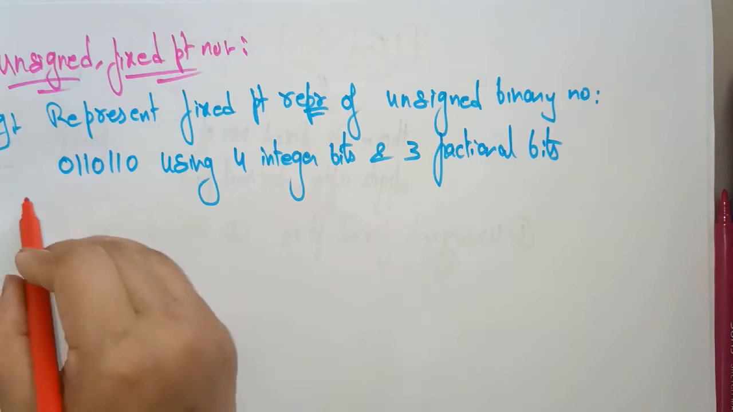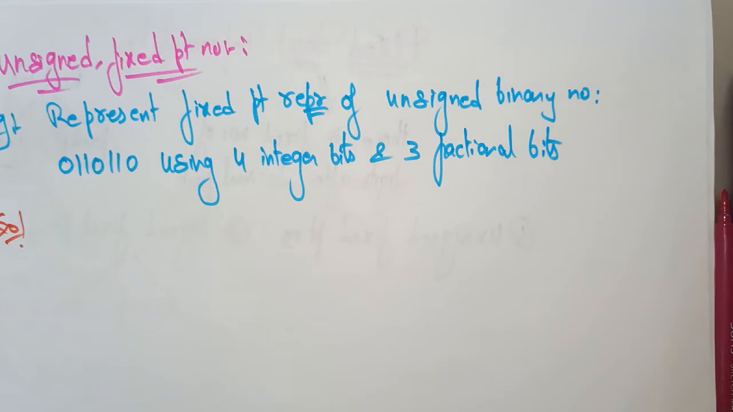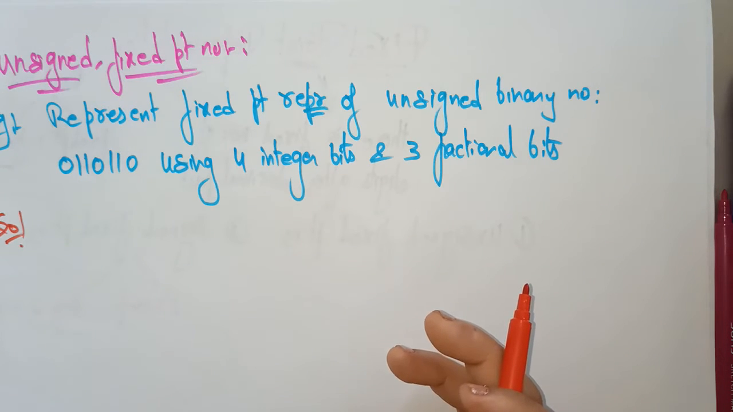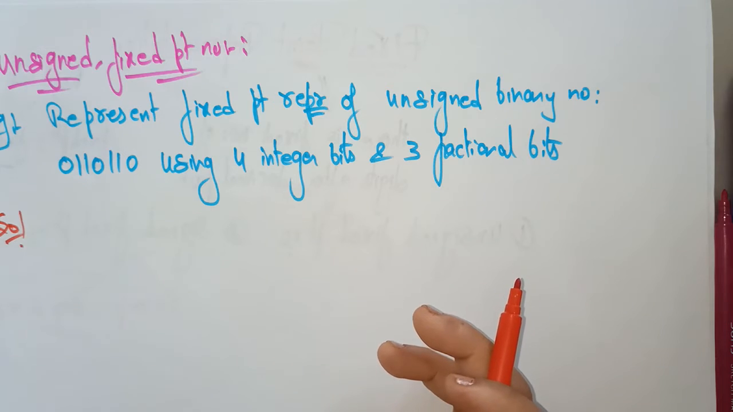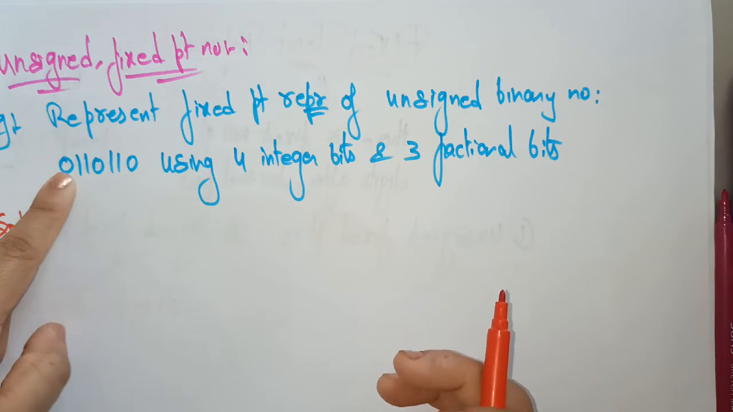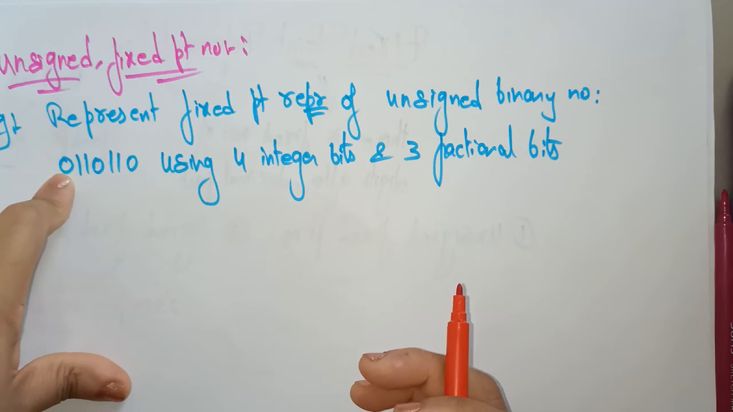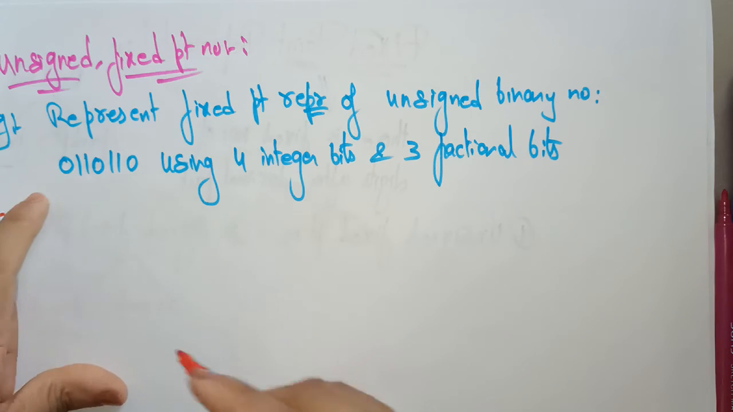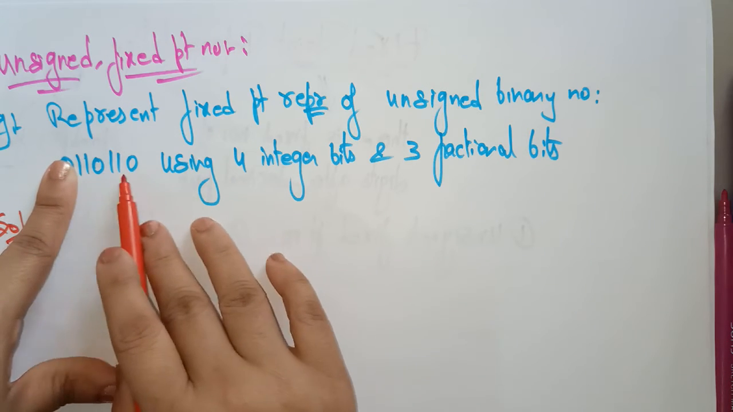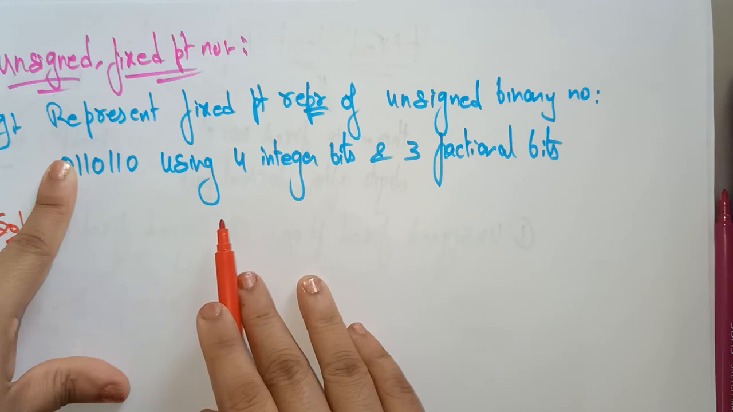Before going to explain this problem, I want to explain that whatever number is there can be divided into 3 parts. One is the signed part, next is the integer part, and next is the fractional part. Signed part means the most significant bit, whatever the starting bit is, that goes to the signed part. And the next parts can be divided into the integer part as well as the fraction part.